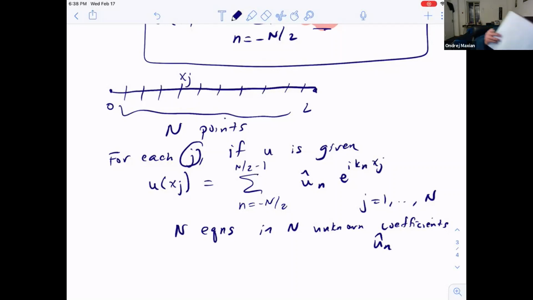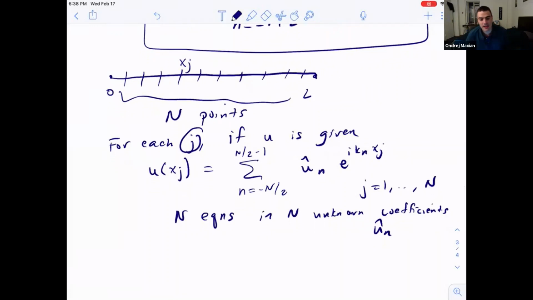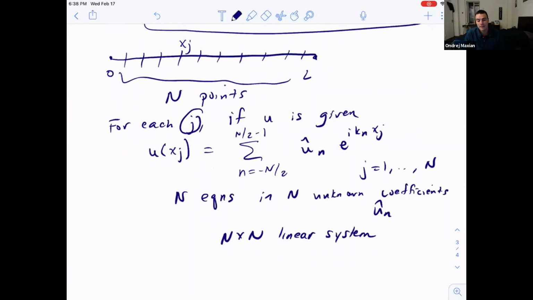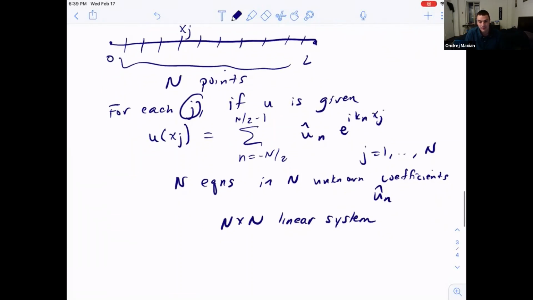So this operation, and this is why I wrote it using complex notation, because normally if you have n equations in n unknown coefficients, you have to solve an n by n linear system. But there's a way where you don't actually have to write a matrix and solve it, because people do this operation so much, going from values to coefficients, that MATLAB and people have worked on it really hard. And they have a special algorithm for it called the fast Fourier transform.